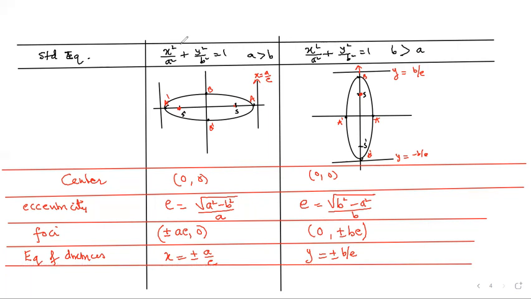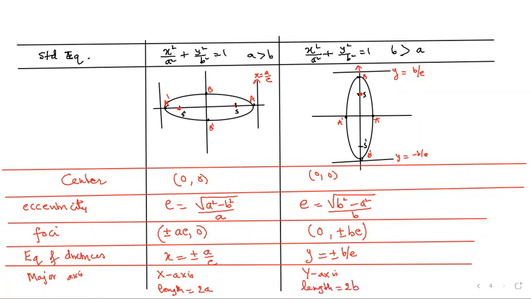Then comes major axis. Here the major axis is the x-axis. Here the major axis is the y-axis. The length of the major axis will be 2a here, and here the length will be 2b.